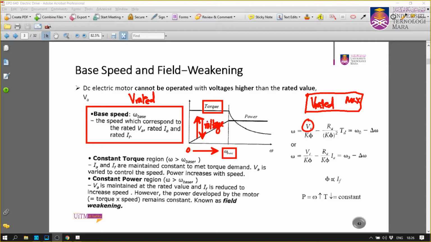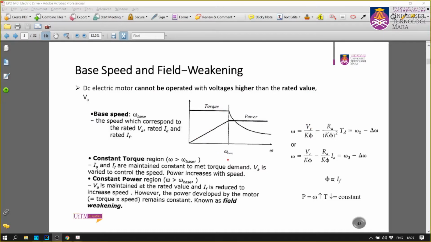Okay, but next, if you want to go beyond that omega base, which means you want to increase further, the speed should be greater than omega base. Now what you need to do is reduce the flux here, isn't it? If you reduce the flux, then you actually increase this omega naught here, isn't it? This is the no load, torque equals 0. So we have omega naught. Last week we talked about this.